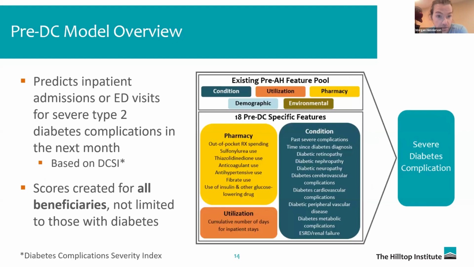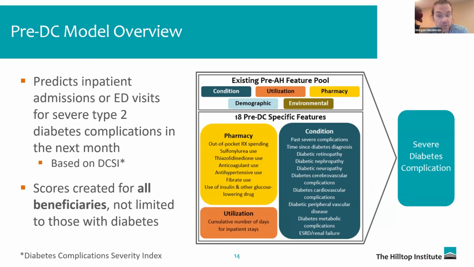The pre-DC model, so the predictive model of severe type 2 diabetes events, is built on top of the pre-AH model. And so it predicts a different outcome. So instead of avoidable hospital events, we are predicting an entirely separate event. And this event is inpatient admission or ED visit for severe type 2 diabetes complications in the next month. And notably, everyone is going to get a risk score. You don't have to have diabetes or an active diabetes diagnosis to get a risk score.